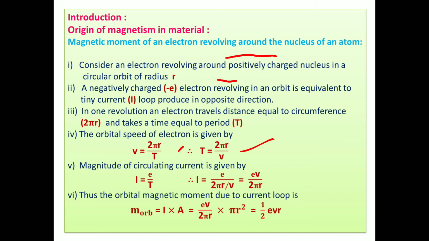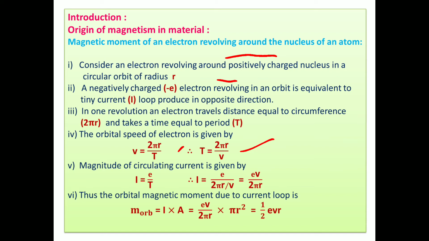The magnitude of circulating current is given by current equals to what? Charge upon time, or rate of flow of charge is called the current. So you can take here the charge is the electron and the time is the period. So you can take I equal to e upon T. T is known to you, 2 pi r upon v. Substituting the value of T, you get here I equal to e upon 2 pi r upon v, equal to ev upon 2 pi r.